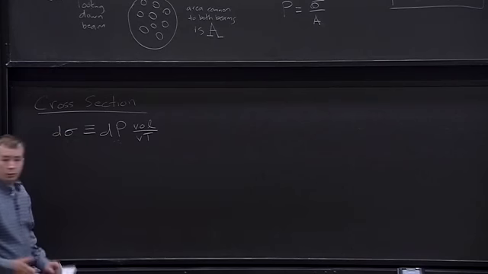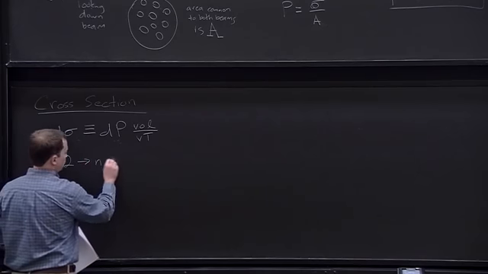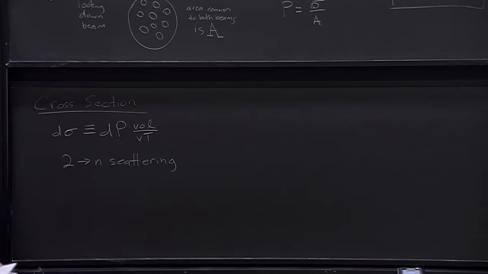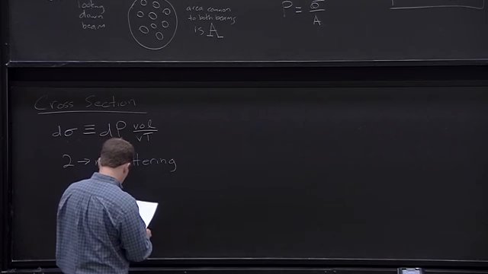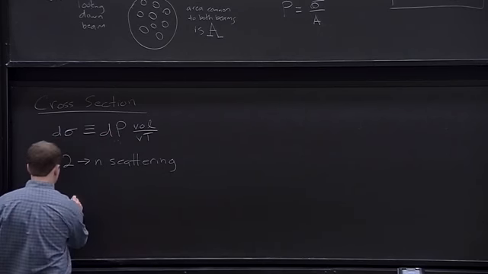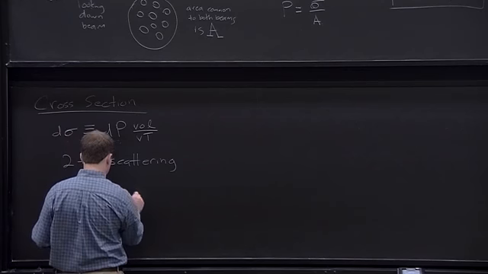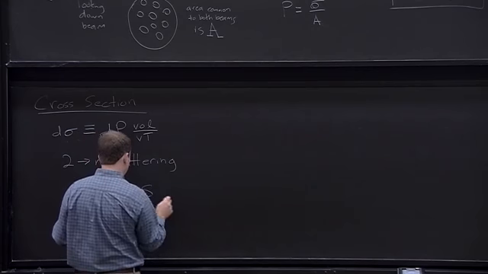And we're basically only interested in 2 to n scattering. And that's because the probability of colliding 3 particles at once is usually negligibly small. So throughout this course, we'll just focus on the case of 2 initial particles. And in that case, we can write dP as, well, it should be the square of the scattering amplitude.